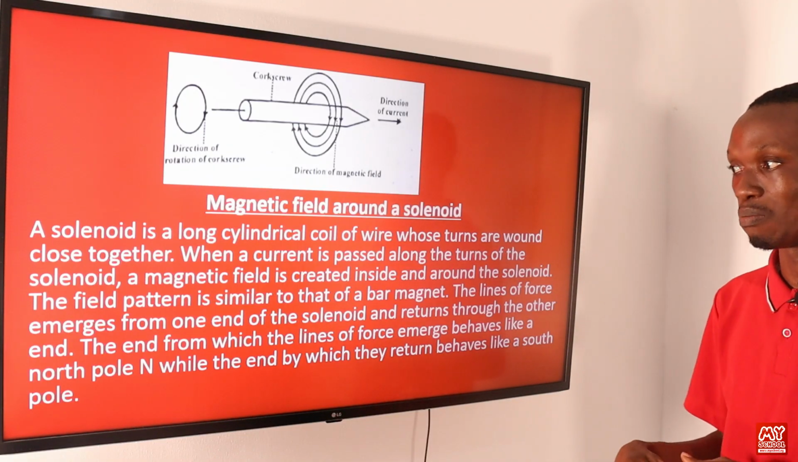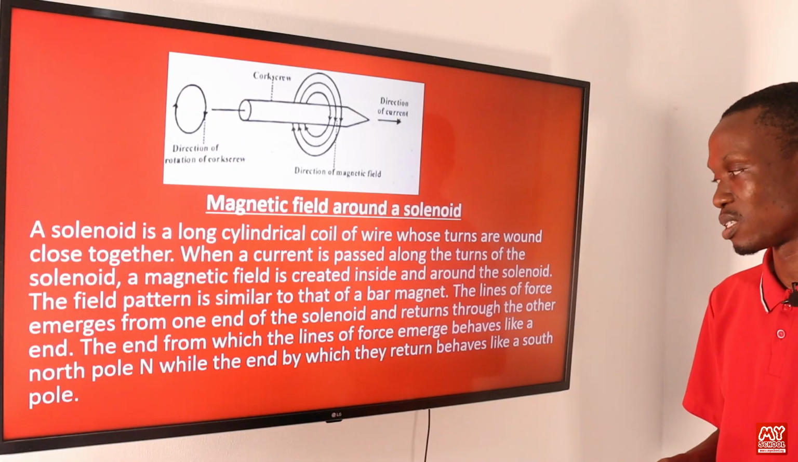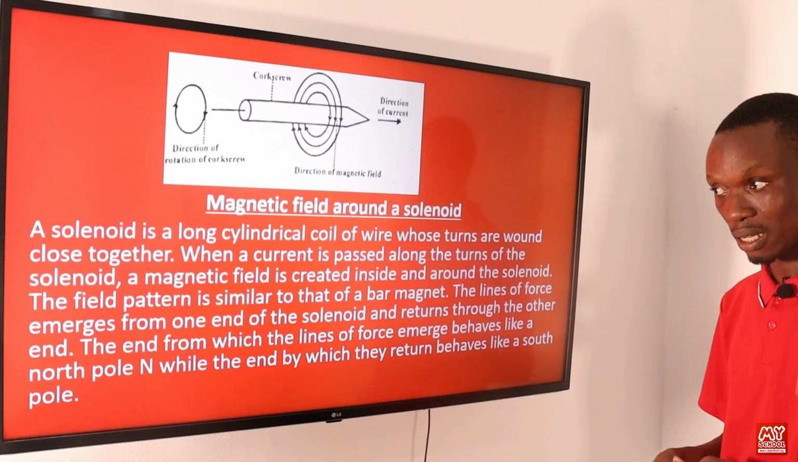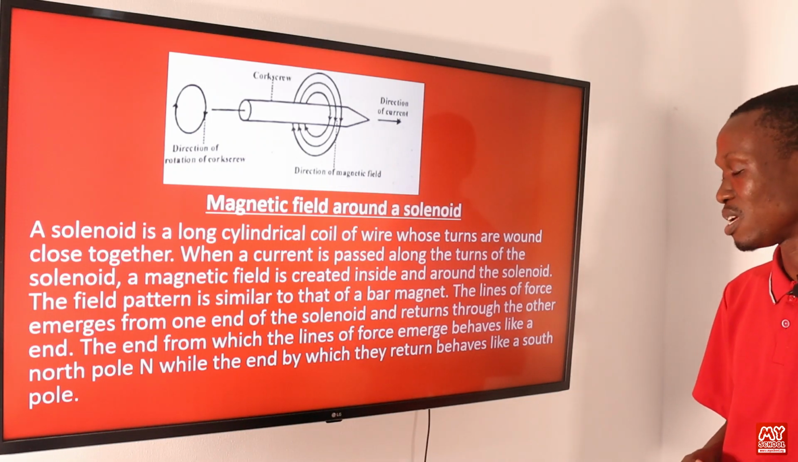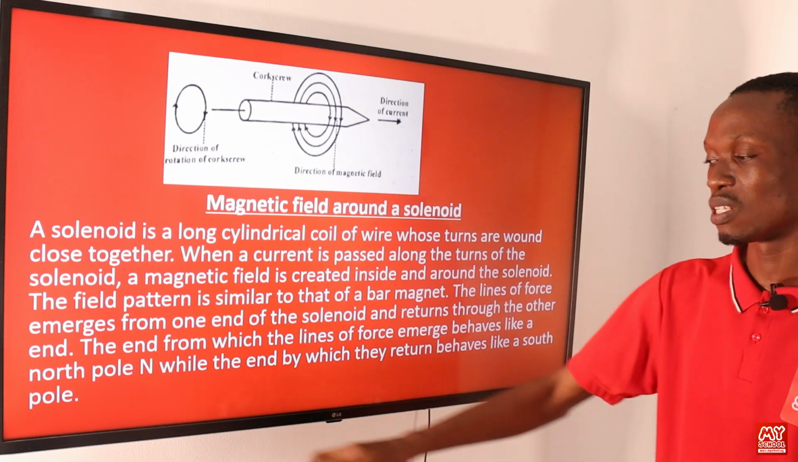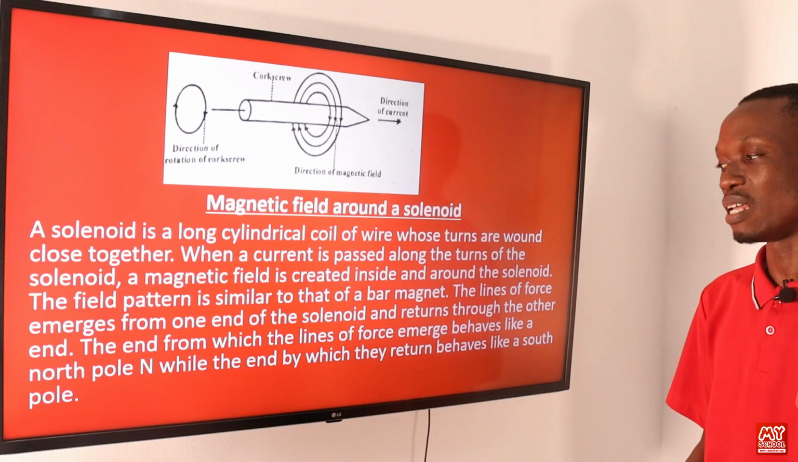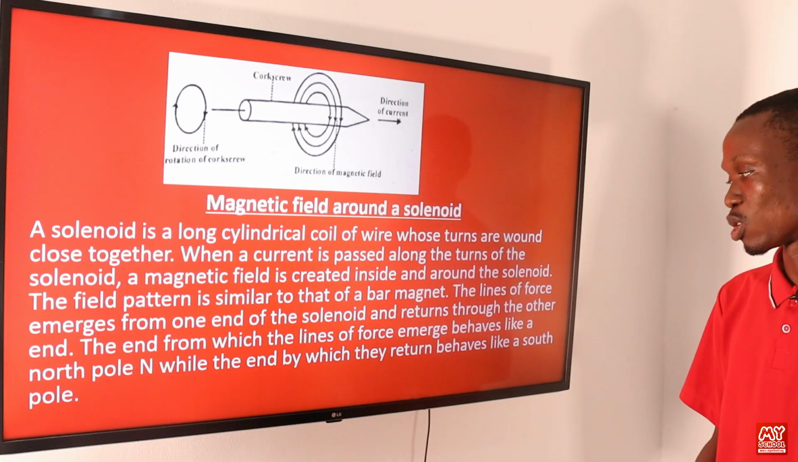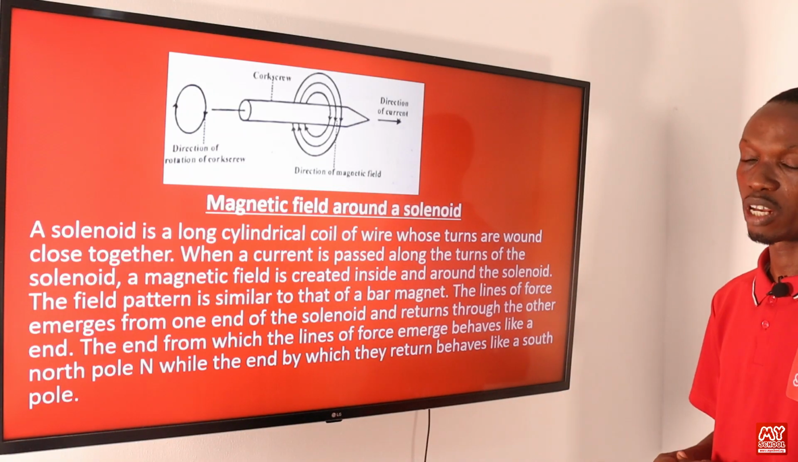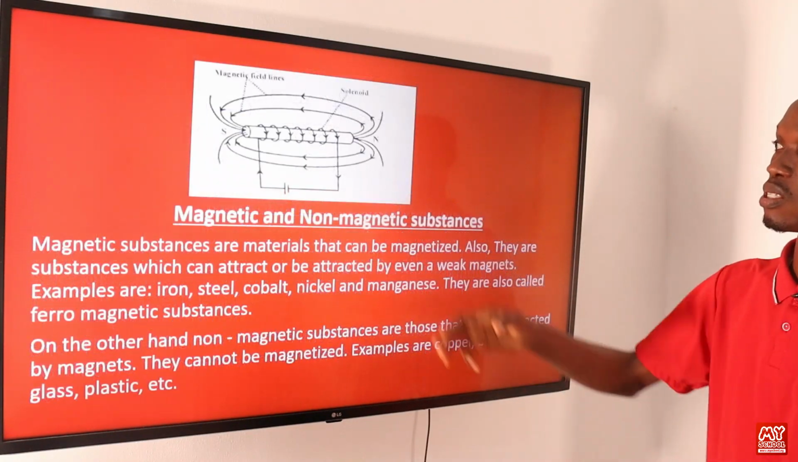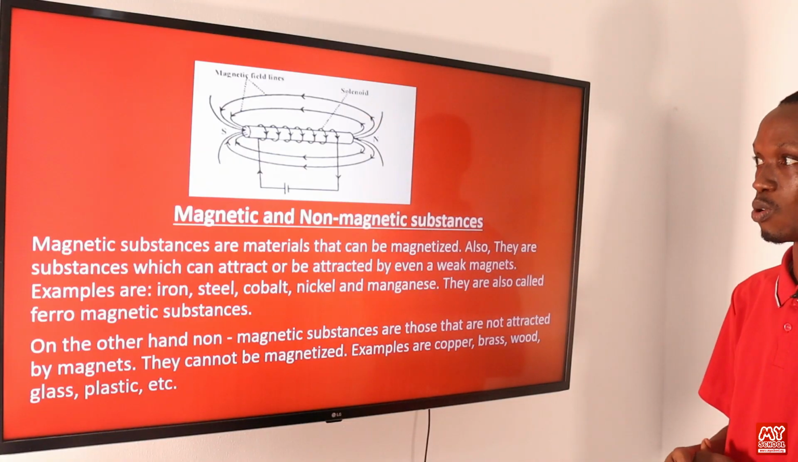The lines of force emerge from one end of the solenoid and return through the other end. The end from which the lines of force emerge behaves like a north pole, represented by letter N, while the end by which they return behaves like a south pole, represented by letter S. So let's move to the next slide. So this is the diagram of a solenoid.